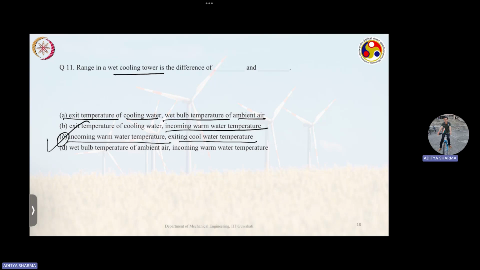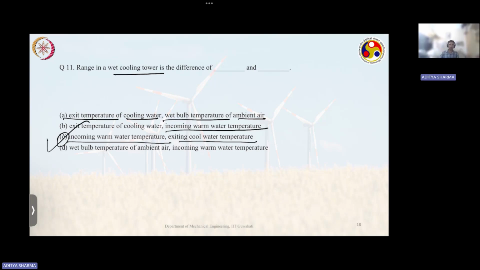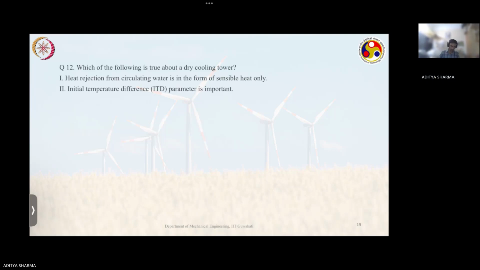So yes, range is the difference between the incoming warm water temperature and the exiting cool water temperature. So this is your range, C option. Then the 12th question is, which of the following is true about dry cooling water?